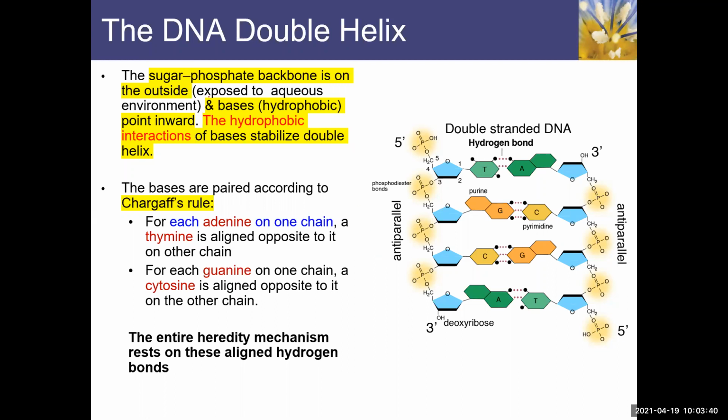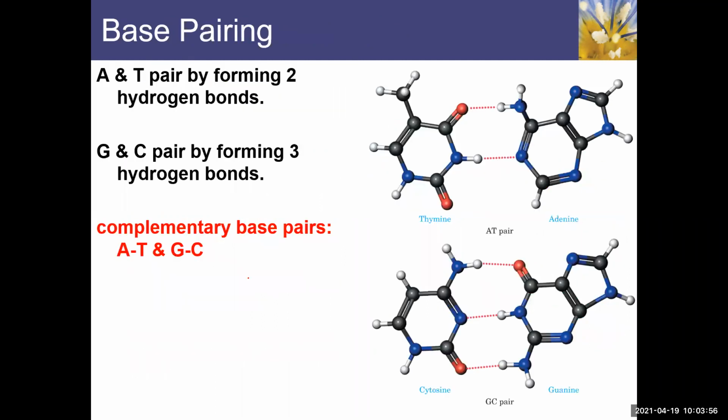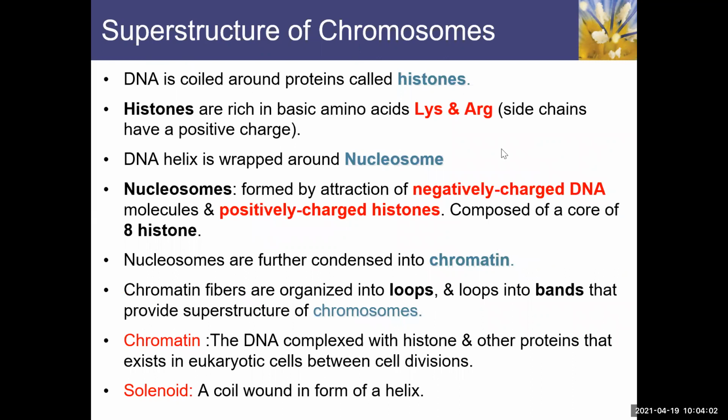And I already explained to you that the sugar phosphate backbone is on the outer side because this side faces the water, so they are water loving, while the bases are water hating. So that's why they are on the inner side. I just explained that a while ago. We also explained that we have 3 bonds between guanine and cytosine and 2 between adenine and thymine, right? And the superstructure of the chromosome. So what is the superstructure of the chromosome? What is the main thing which we have to remember here about the superstructure of the chromosome?